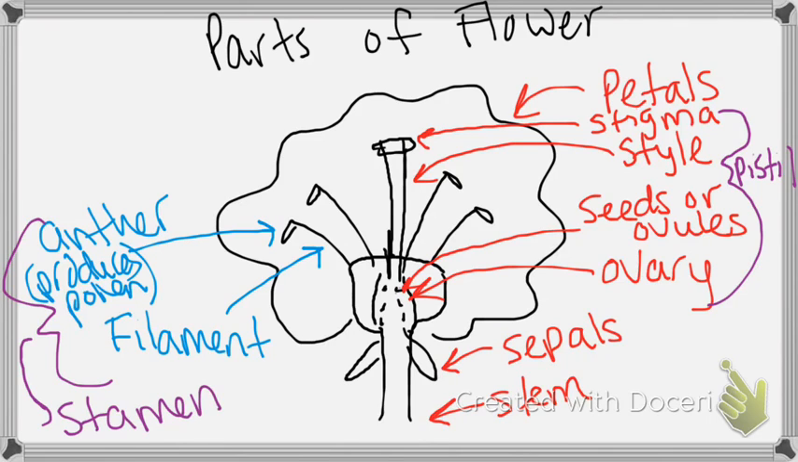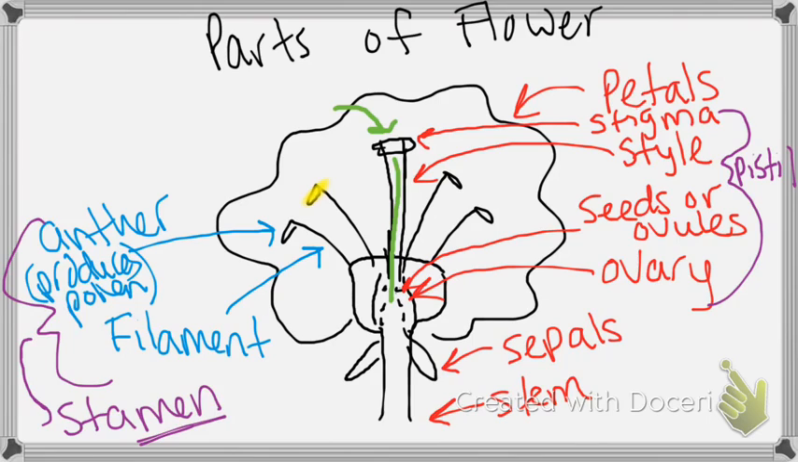So think of stamen as having the word men in it, so that means this is the male part of the plant. Okay? And so when a flower is fertilized, we're going to have the pollen from our anther land on our sticky stigma. When it lands on our stigma, this is going to cause a pollen tube to form. It's going to carry that pollen down here into our ovary, where it will fertilize one of the ovules.